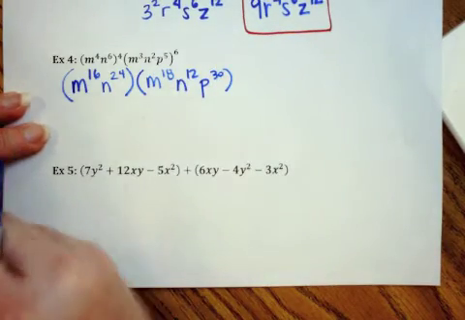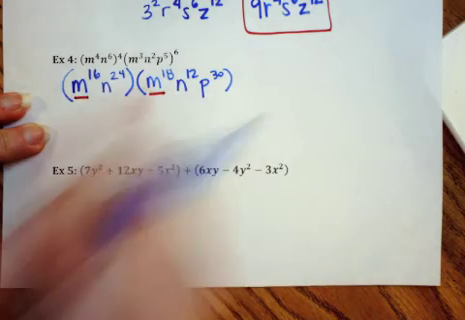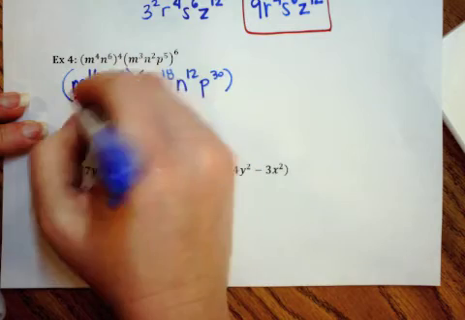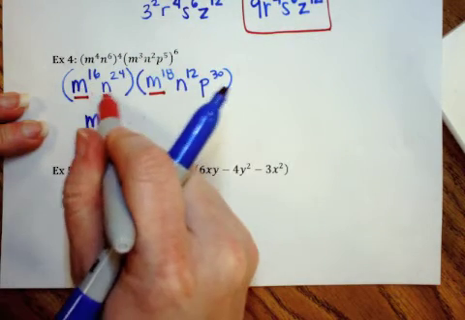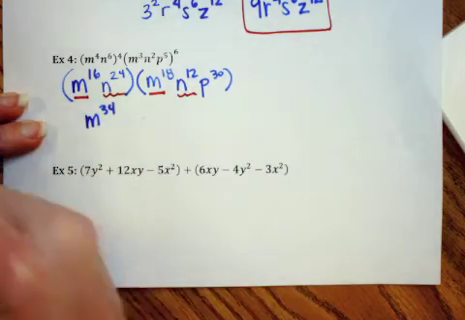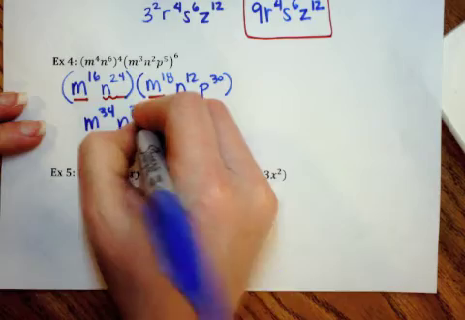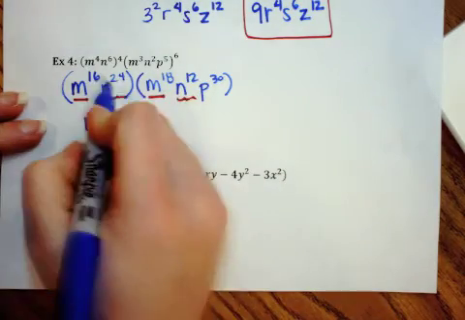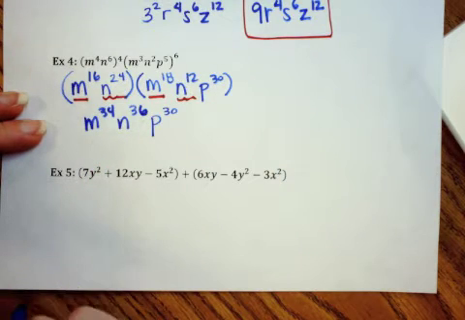Now I'm going to use the first rule, the product of powers, and I'm going to add exponents. 16 plus 18 is going to give me m to the 34th. 24 plus 12 is going to give me n to the 36th. And then the last one is p to the 30th. He has nothing that he shares. There's no p to multiply. No like base. So there's my final answer.